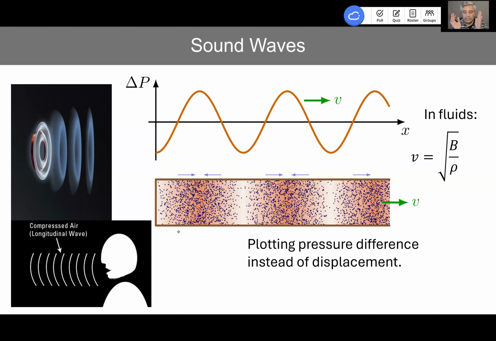So what happens when these molecules are close together? Pressure becomes larger. When these molecules are a little farther apart, what happens? Pressure becomes smaller. So pressure changes when sound is transmitting through any medium.